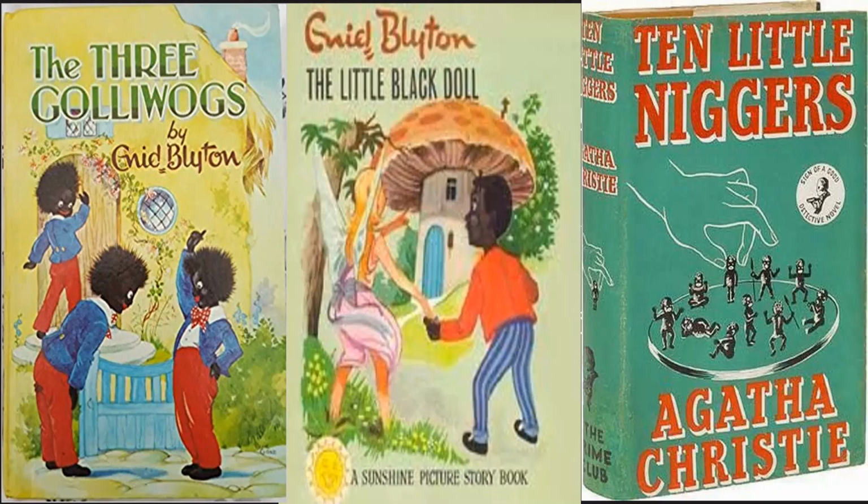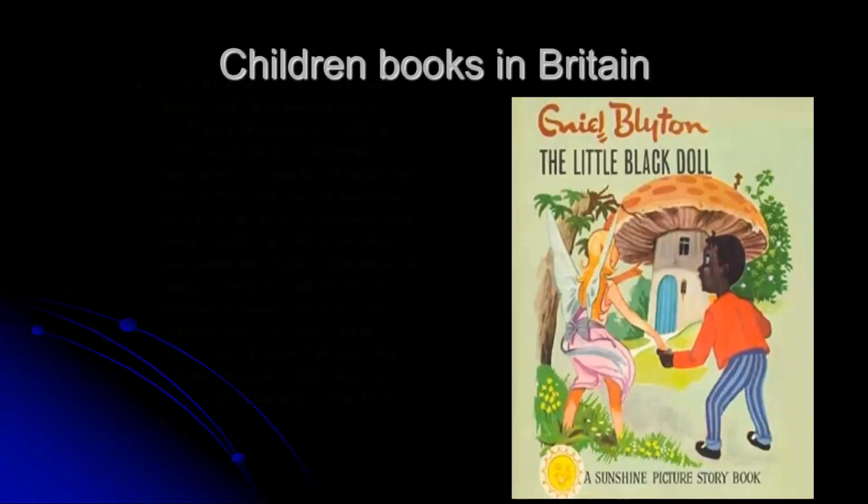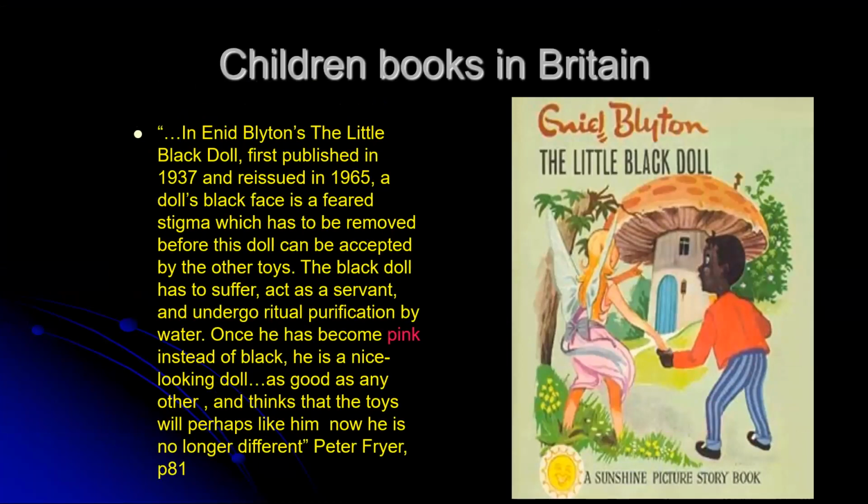And this work was spread all over the British Empire, in Africa, in Asia, in Australia, New Zealand, in Canada, North America, all the English-speaking countries which were occupied. This literature went viral, literally. So let's have a look at one of the books, The Little Black Doll. In Enid Blyton's The Little Black Doll, first published in 1937 and reissued in 1965, a doll's black face is a feared stigma which has to be removed before this doll can be accepted by the other toys.